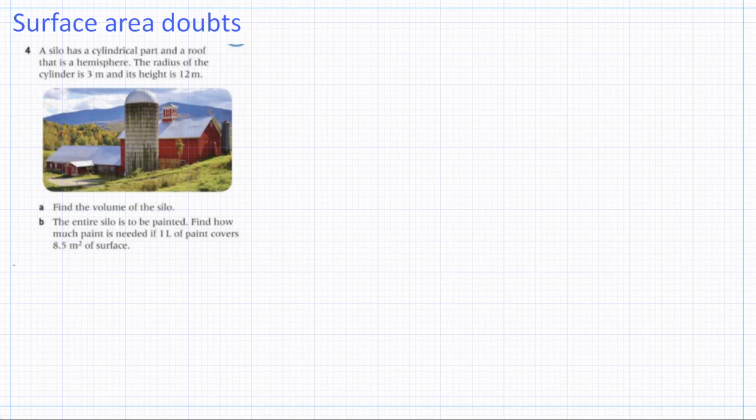Alright, so another IB surface area example. A silo has a cylindrical part and a roof that is a hemisphere, so it's half a sphere. The radius of the cylinder is 3 meters and its height is 12 meters. A, find the volume of the silo, and B, it's asking us about surface area.